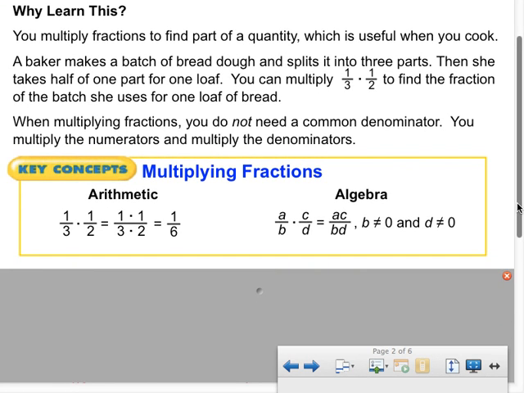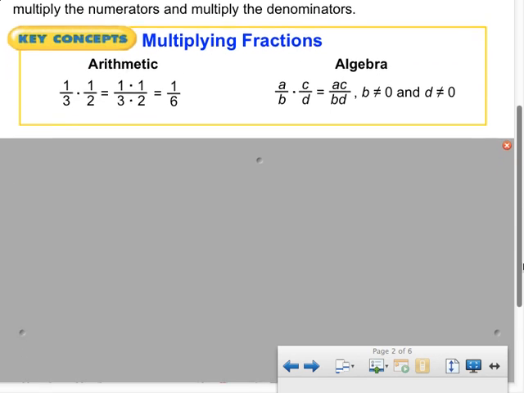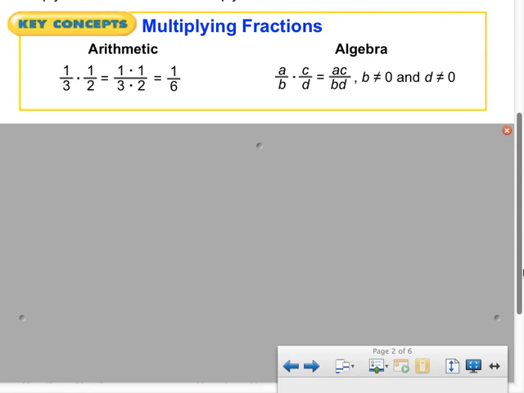When multiplying fractions, you do not need to find a common denominator. You multiply the numerators and multiply the denominators. So let's take a look at the key concept box. So multiplying fractions. Here's the example that's mentioned above. If you are multiplying 1/3 times 1/2, that's actually the easiest operation to perform on fractions.